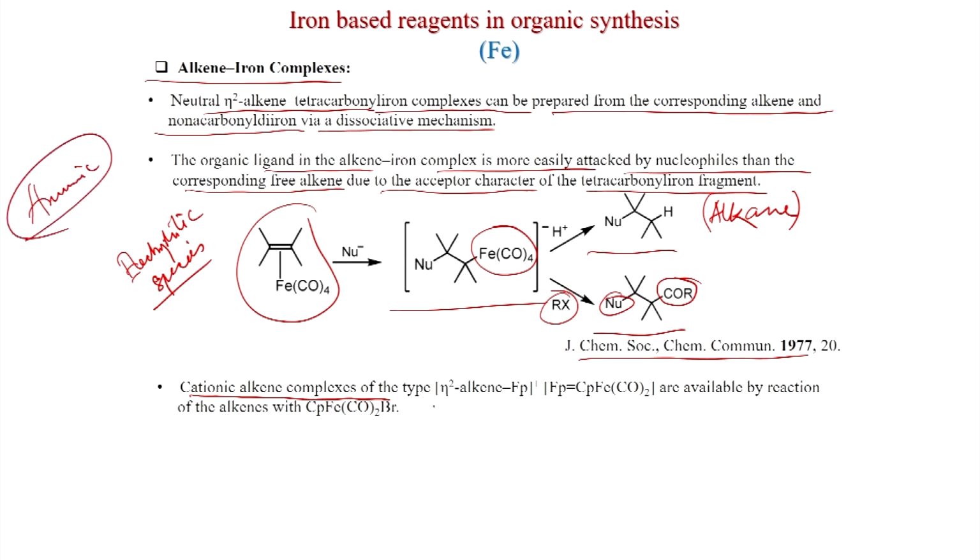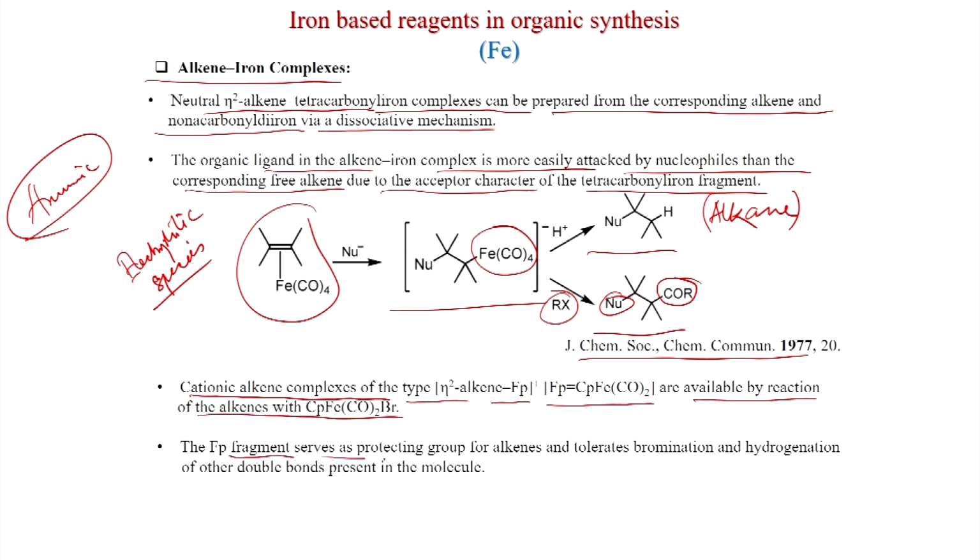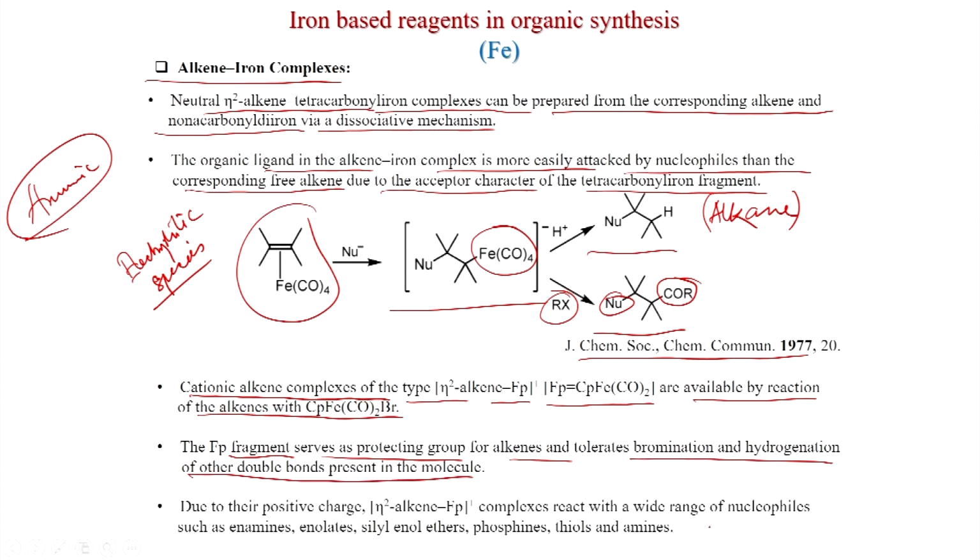Now, cationic alkene complexes of the type eta 2 alkene Fp plus, where Fp is equal to CpFe(CO)2, are available by reaction of the alkenes with CpFe(CO)2Br. The Fp fragment serves as a protecting group for alkenes and tolerates bromination and hydrogenation of other double bonds present in the molecule. Due to their positive charge, eta 2 alkene Fp plus complexes react with a wide range of nucleophiles such as enamines, enolates, silyl enol ethers, phosphines, thiols and amines.